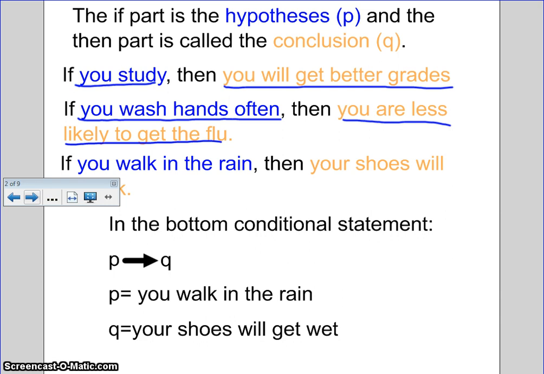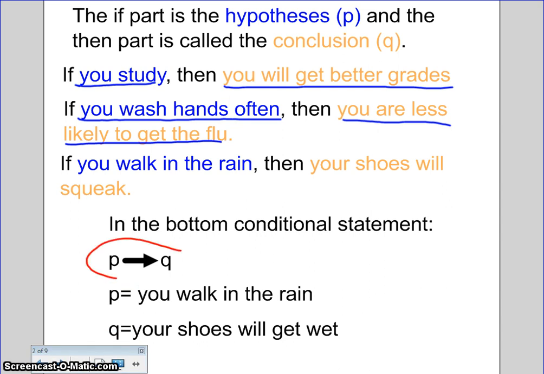So you can see the relationship between the hypothesis and the conclusion. We call this P then Q for a conditional statement. The little arrow here means then. So it means that if P happens, then Q happens. If you study, then you will get better grades.